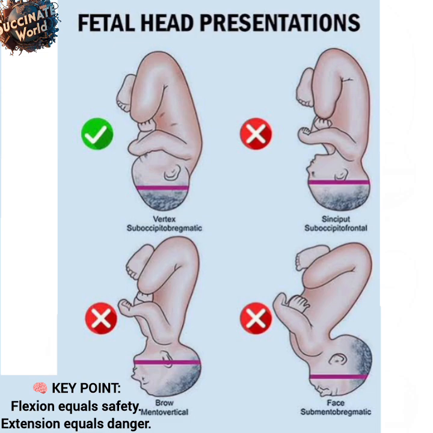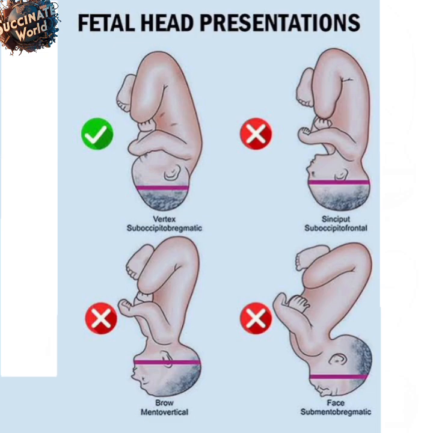Extension equals danger. When the head is well flexed, the smallest diameter is called the suboccipitobregmatic diameter. This is the diameter seen in normal vertex presentation. It passes through the pelvis easily. When the head is partially extended, larger diameters appear, like in brow presentation. When the head is fully extended, even larger diameters appear, as in face presentation. These large diameters are strongly associated with obstructed labor.